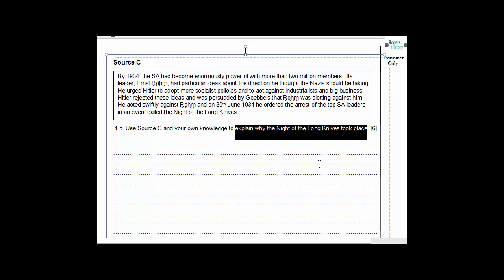To get maximum marks here, you need to do two things. Refer to the information from the source and add to this with information from your own knowledge. You should try to explain and develop at least 3 points in the course of the answer. So you're probably talking a couple of points from the source and then backing it up with a point, possibly 2, from your own knowledge.